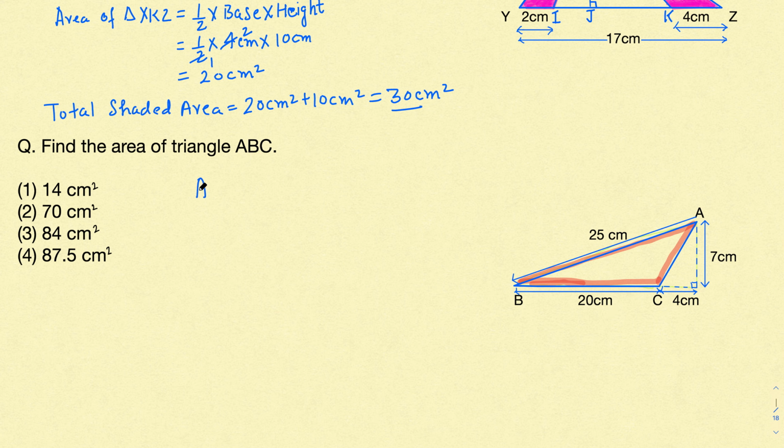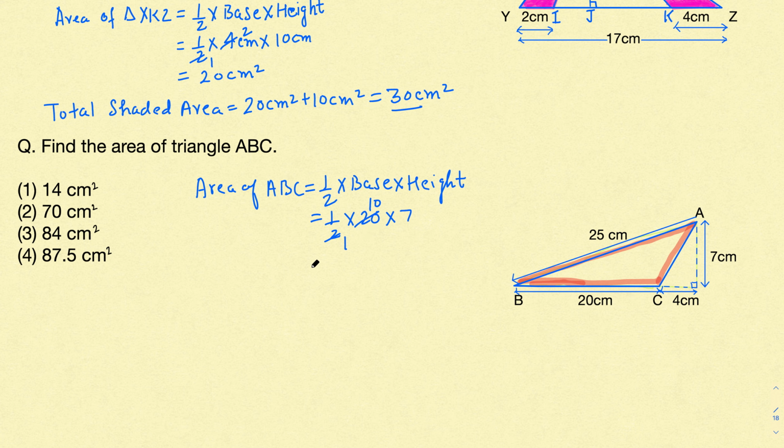So what should be the area? The area of ABC should be again half times base times height. What is the base? Base is 20 and our height is 7, right? So if we cancel 2 with 20, we'll get 70 cm square. So our answer should be this one.